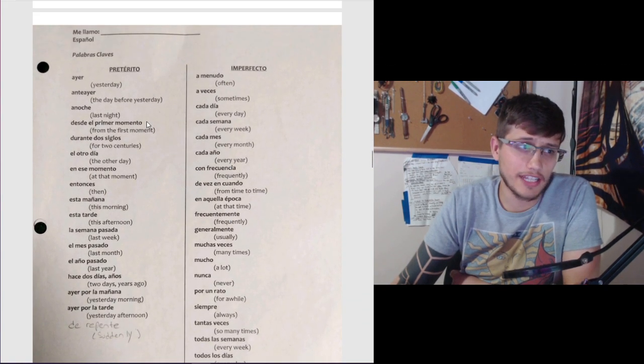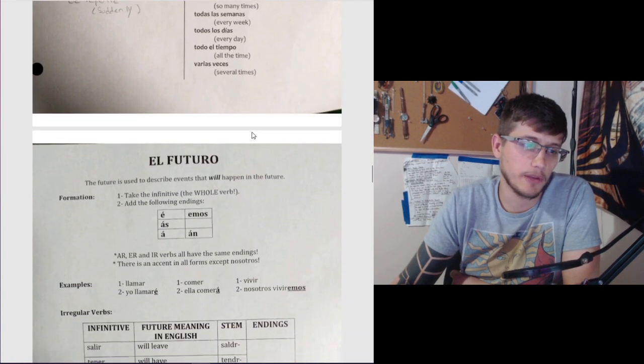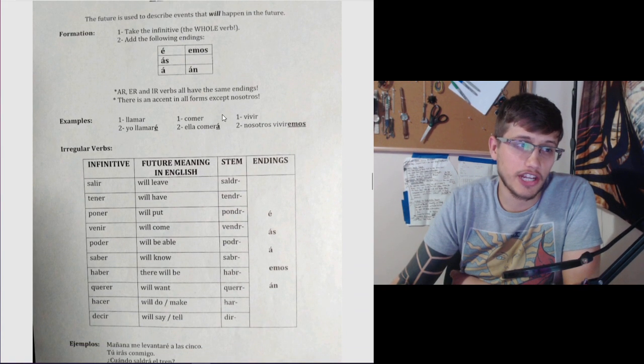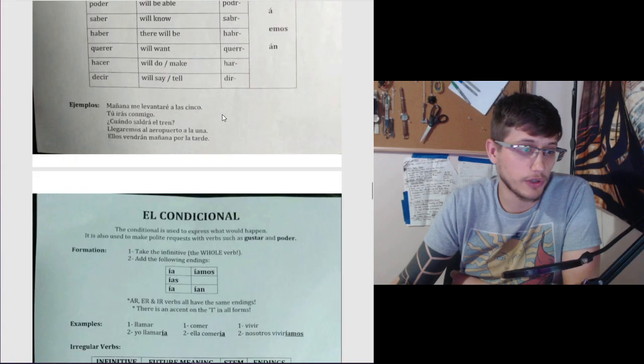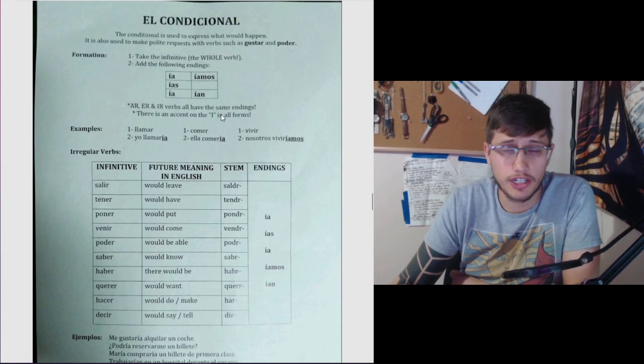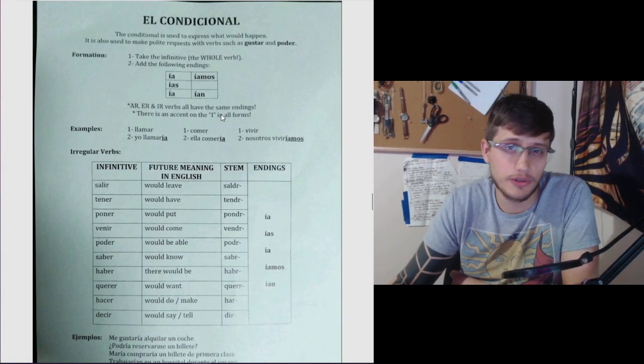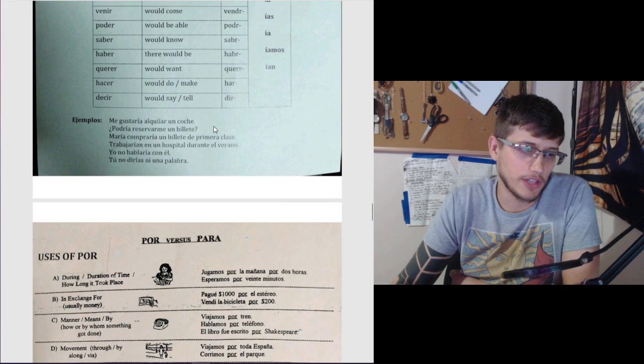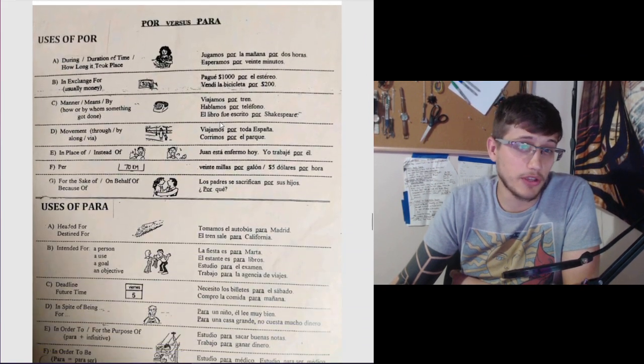Here is a list of common words that are used for each. So something like every week, cada semana, that's an imperfect phrase. So it's broken down here as well. Then here are conjugations for future tense, el futuro. Then conditional. Conditional is like if you're going to say, I would do something. So that's the conditional here. And so that wraps up the tenses.